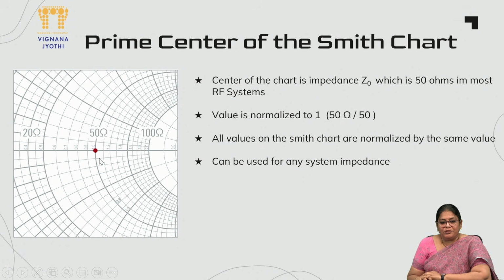So all values on the Smith chart are normalized by the same value. That means each and every point has been normalized to a particular value, say in this case 50 ohms. Sometimes in some references we also take 75 ohms as our reference. In such a scenario, we will have to normalize with respect to 75 ohms. Whatever normalization you are doing with respect to any particular value, you will have to follow it throughout the chart for each and every value. So this can be used for any kind of system impedance.